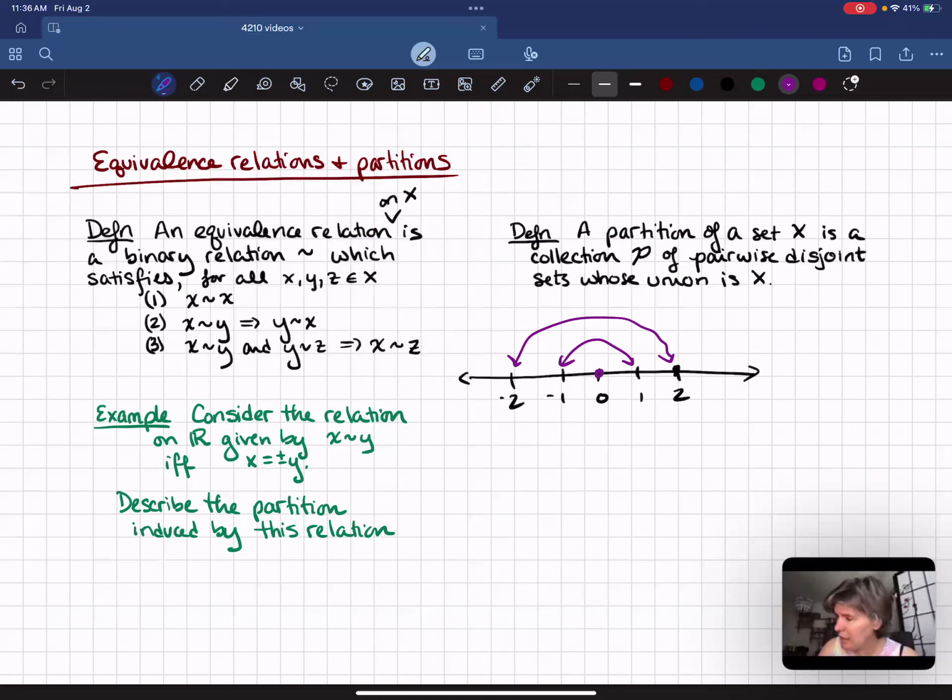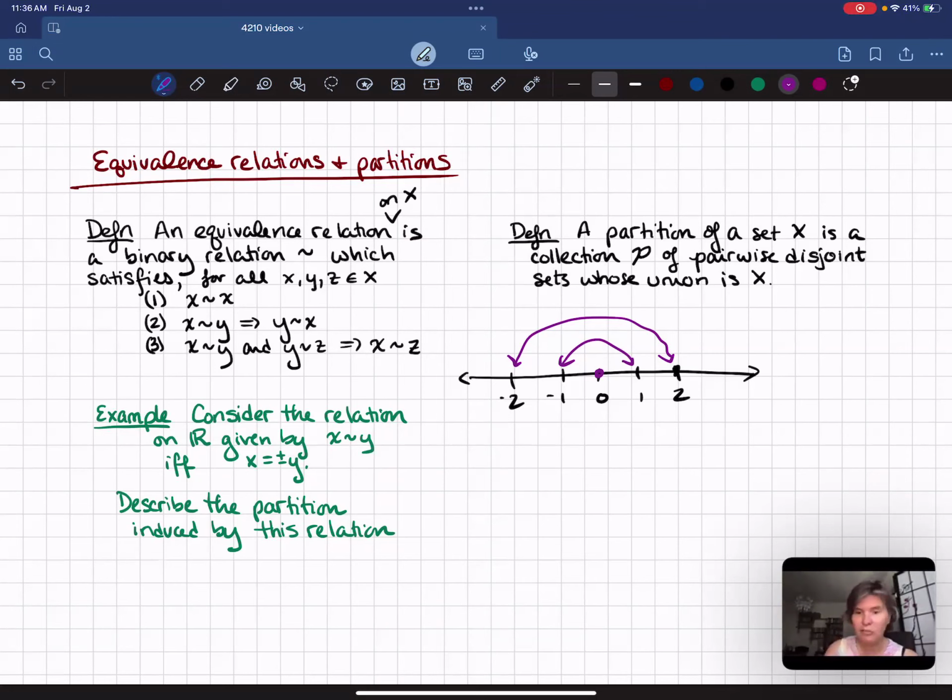Okay. Does this satisfy the conditions of an equivalence relation? Is it true that X is equal to plus or minus X? Yes, actually X equals plus X, but it's plus or minus, so plus works. Okay. If X and Y are equivalent, if X is equivalent to Y, does that mean Y is equivalent to X? So if X is equal to plus or minus Y, does that mean Y is equal to plus or minus X? Yes.